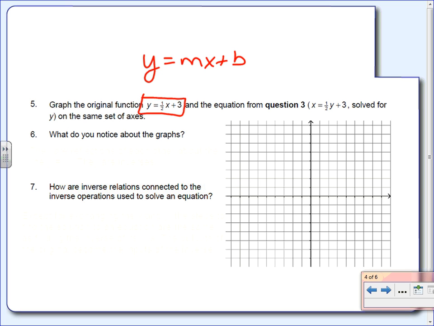So here we go. Benito, what's the y-intercept in the equation y equals 1/2 x plus 3? Which one of those numbers is the B, the y-intercept? Positive 3. So what we're going to do is we're going to come over here to our y-axis and put a point at positive 3.